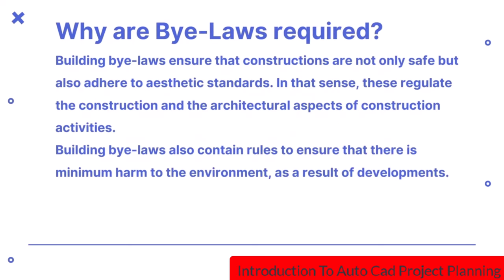Why are bylaws required? Building bylaws ensure that constructions are not only safe but also adhere to aesthetic standards. In that sense, these regulate the construction and the architectural aspects of construction activities. For example, the rules prescribed under the building bylaws can make it mandatory for builders to keep fire safety and earthquake resistance provisions at their projects.